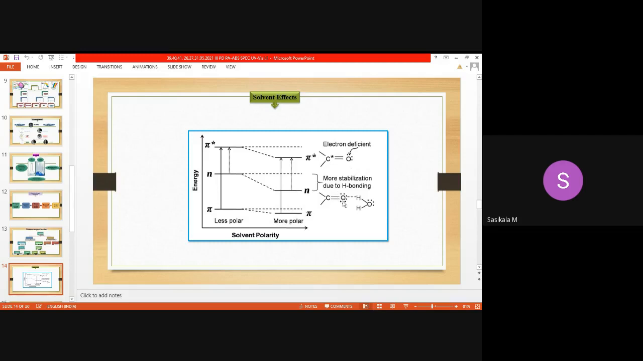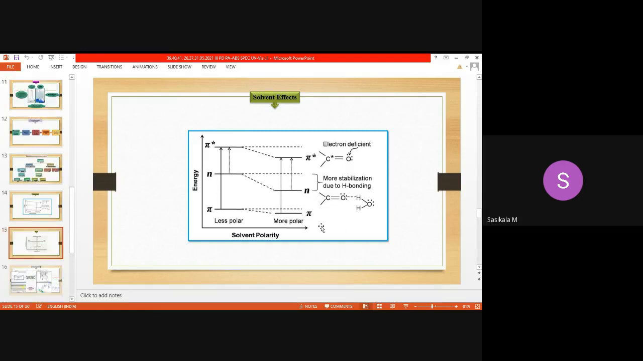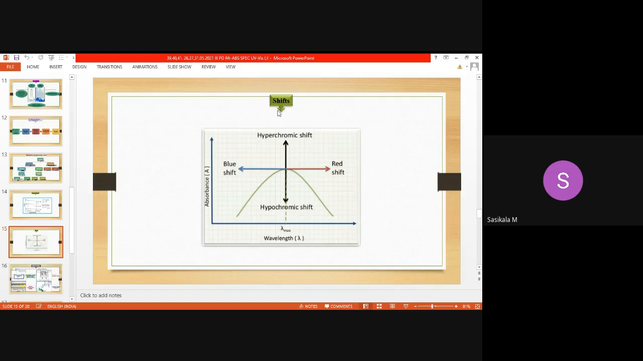Thereby it requires somewhat higher energy to move from ground state to excited state. That's why it moves only to the pi star level. Even though n electrons are more reactive than pi electrons, they move only to the pi star level, since their electrons contribute to intermolecular hydrogen bond formation. So this is how solvents, through hydrogen bonding, affect molecular absorption. And next we'll see about shifts, the types of shifts that occur in UV visible absorbance.